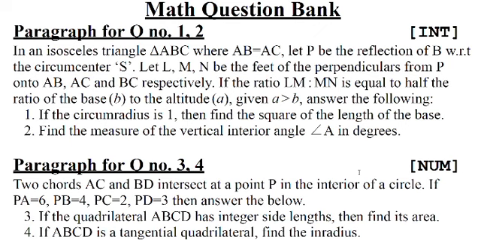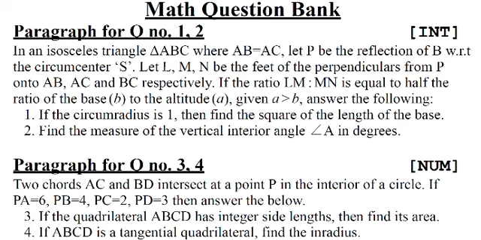So here are two sets of 4 questions, as you can see here. And this is the first question, or the first set. Here we have an isosceles triangle ABC, where AB is equal to AC. And P is the reflection of B with respect to the circumcenter. So basically, PB is the diameter.